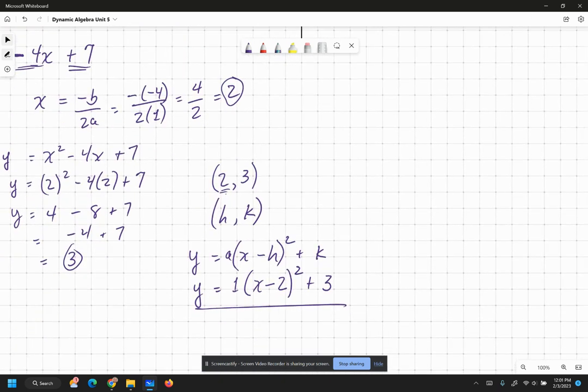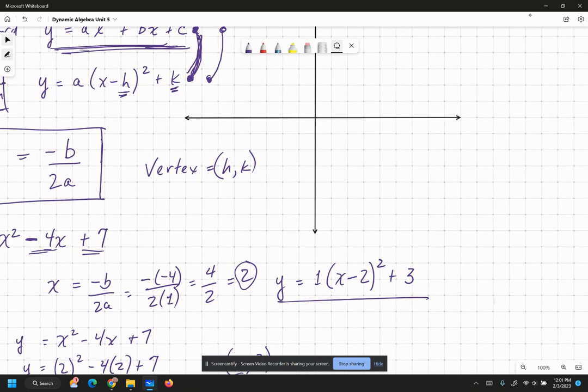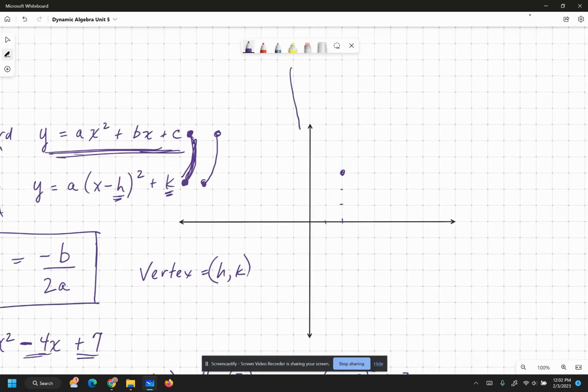So we can easily graph this. We know that x minus 2 means we move it horizontally 2 spaces. So it's going to come over 1, 2, and it's going to go up 1, 2, 3. So our graph is going to be here.